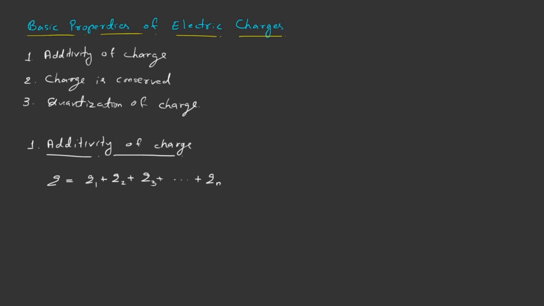This gives an idea that charge is also a scalar quantity. So charge is a scalar quantity like mass. But remember, mass can only take positive values, but charges can take negative values also. So total charge of a system is always the sum of the individual charges.